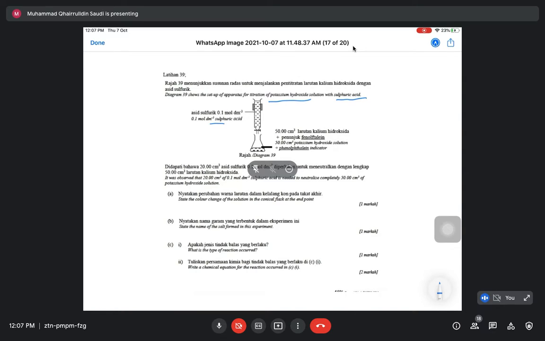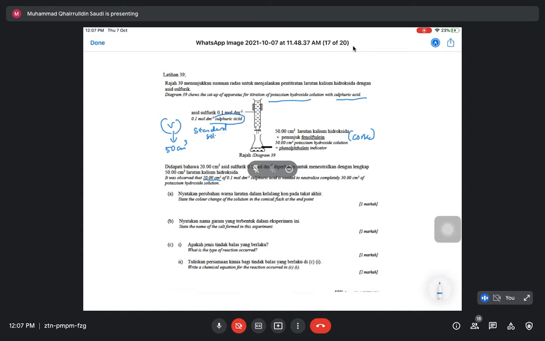One mole sulfuric acid. Good. Sulfuric acid is our standard solution. Okay, so we want to know the volume of the standard solution and the concentration of the other solution. So it was observed that 20 cm³ of 0.1 mole. Oh, they have already given it. Volume is 50 cm³. Okay, they already did the experiment.